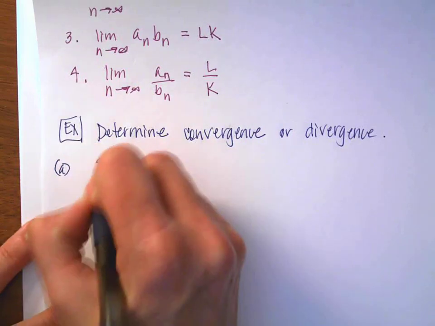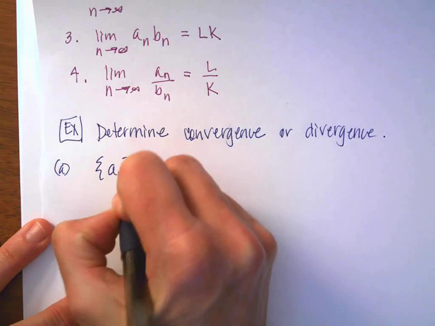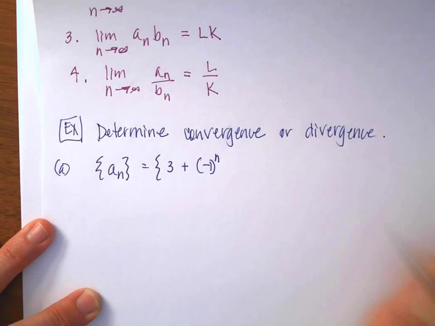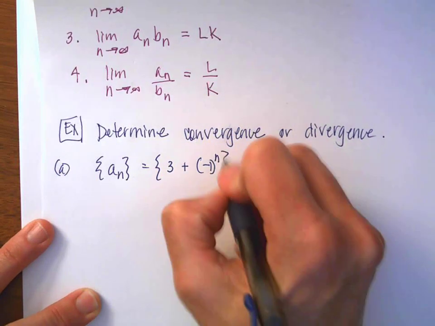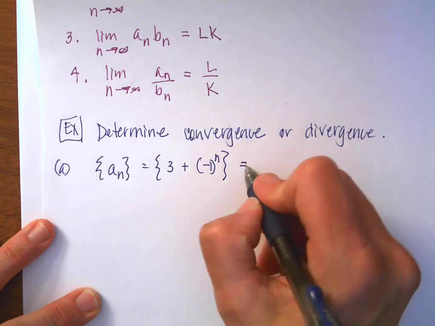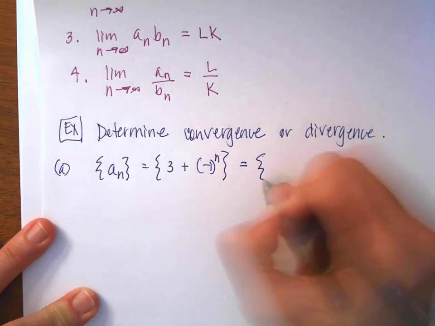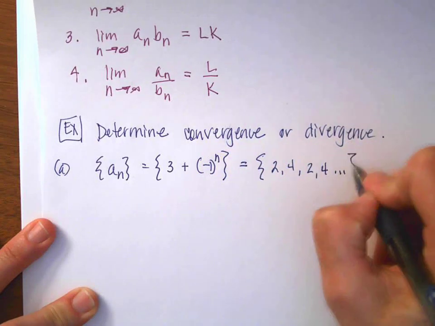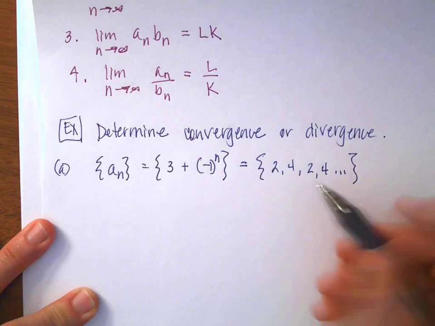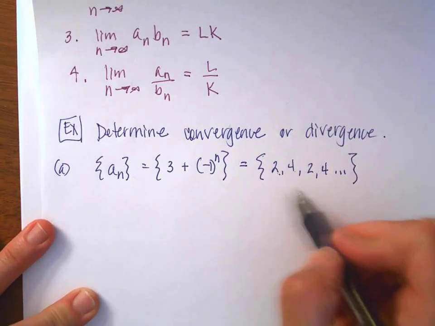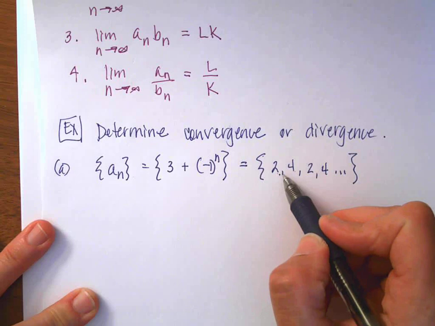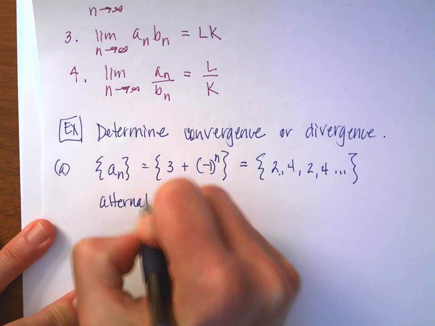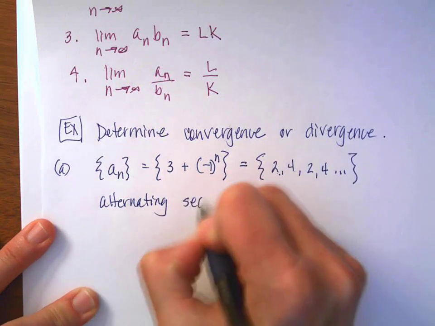So the first one, we'll call it A. I'm going to have my sequence a sub n equal to 3 plus negative 1 raised to the n. I forgot the other bracket. If I do that and generate the terms of the sequence, notice that I would get a 2, a 4, a 2, a 4, and then it would keep going. Because these values are alternating between 2 and 4, we would say that this is an alternating sequence.